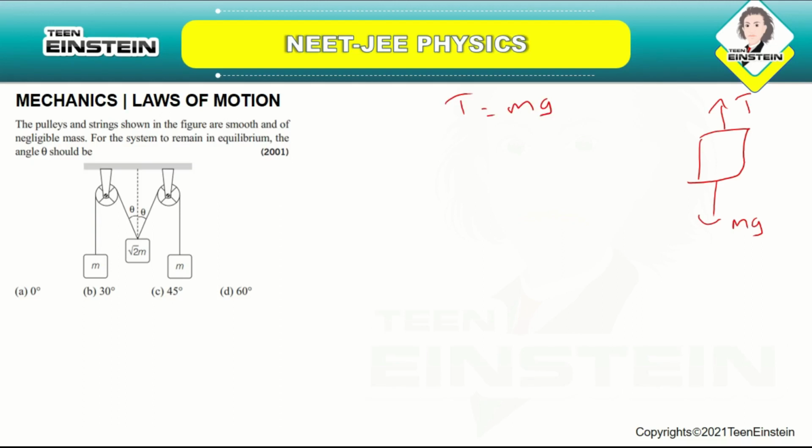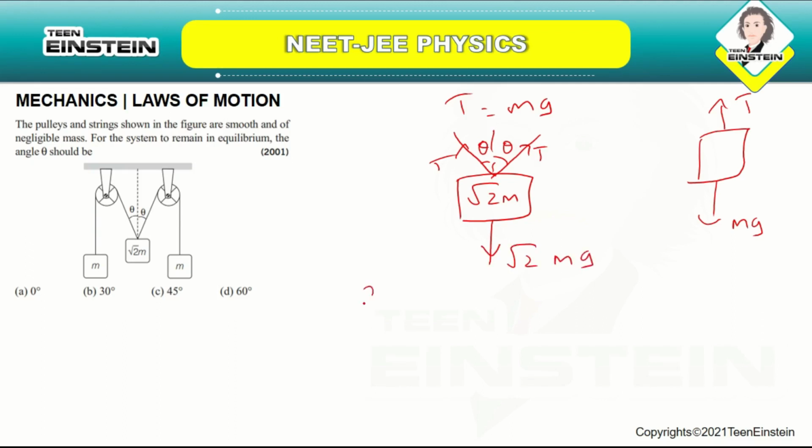Now the free body diagram for the mass root 2 m will be like this. Root 2 m, and you have the tension over here, T, and this angle is theta, and here it will be root 2 mg. So 2T cos theta will be equal to root 2 mg. Now you divide equation 2 by equation 1.